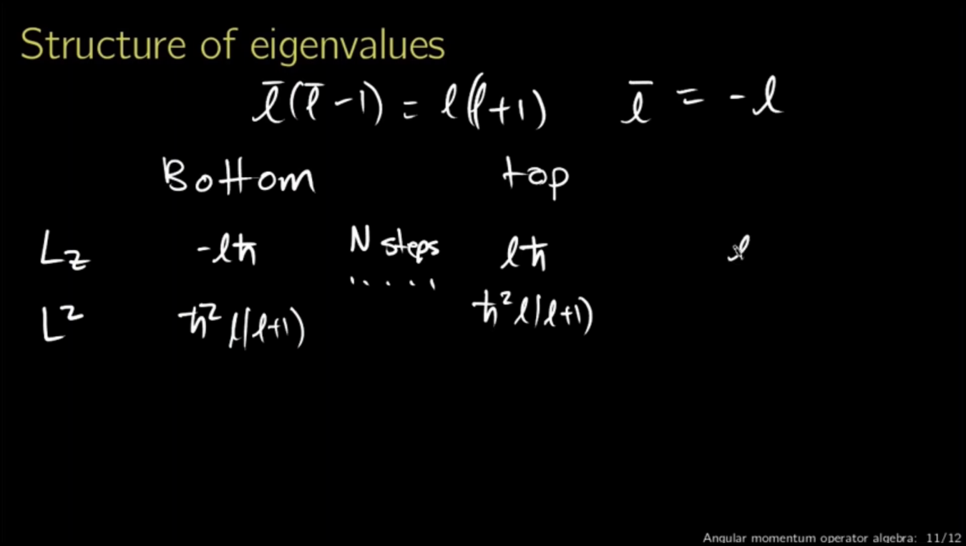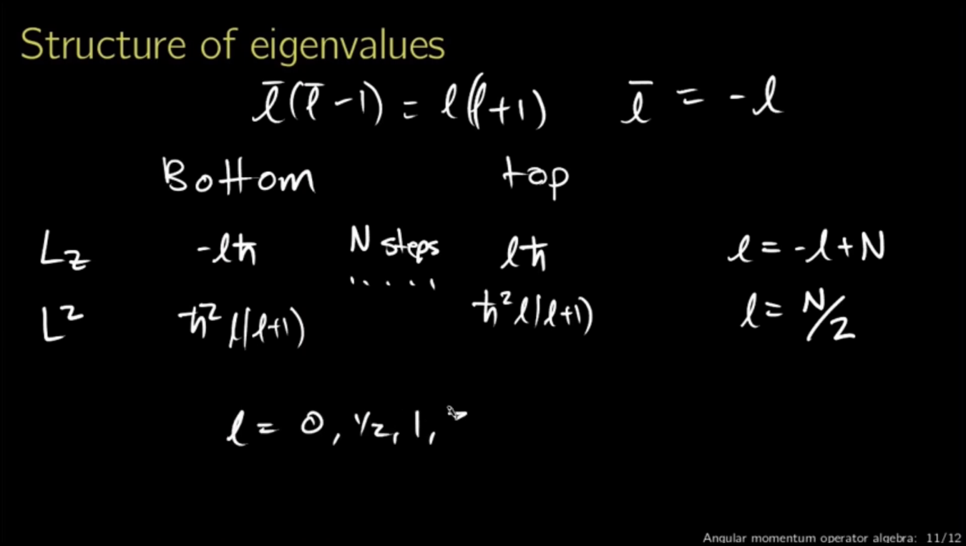What that means is that l is going to be minus l plus n, the number of times I have to add h bar to minus l h bar to get l h bar. What that tells you is that l has to be that integer n divided by 2. So that's actually pretty much all you need to know. We have found our eigenvalues. l is going to be a half integer, so l is either going to be 0 or a half or 1 or 3/2, etc.